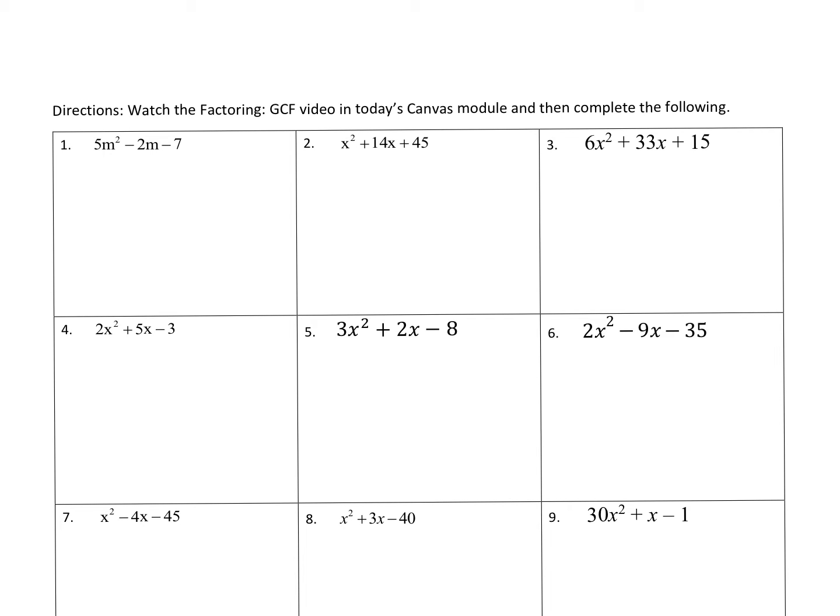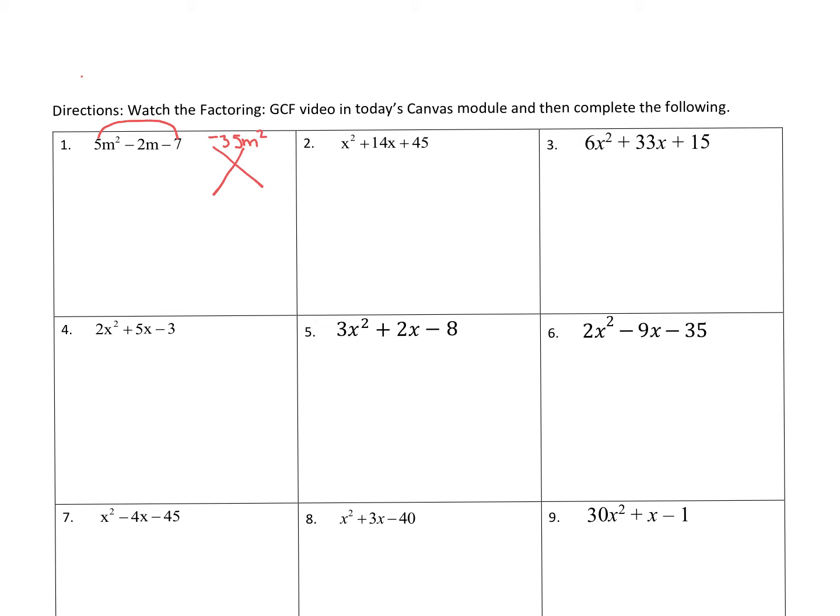Right, so looking at our first problem, 5m squared minus 2m minus 7. We look to see if there is a greatest common factor among all three terms. There is not. And then I do see that I have a trinomial. And so when I have a trinomial, the first thing I do is multiply the a times the c, to get a negative 35m squared.